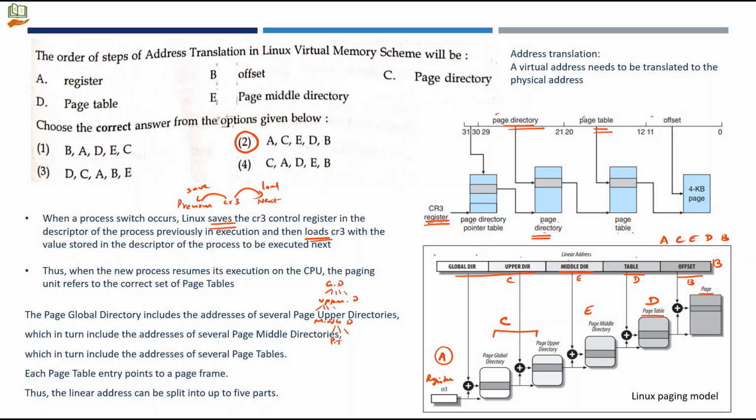Even if you are not sure about this Linux scheme, keeping this in mind, you can mark page directory first, page table next, offset next, and in between the directory and the table you can place a middle directory, option E, and you have to start with the register, option A. Even with this diagram you will be able to answer this question. With this we are completing Unit 5 solutions.